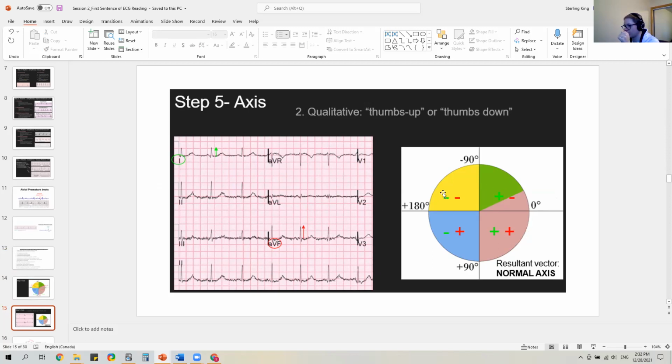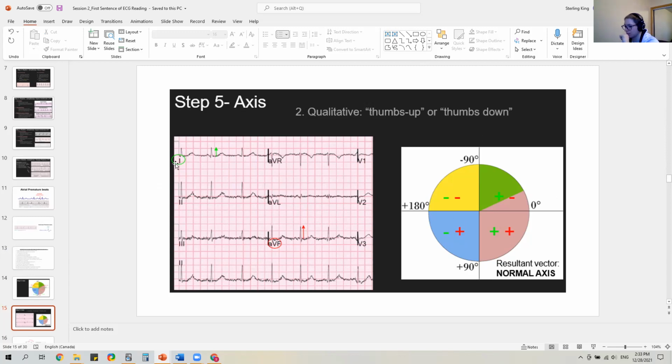If your left thumb is up, but for AVF your right thumb is down, your left thumb is more prominent, so you're saying it's a left axis, so it's in this area. Flip it around, so your left thumb, lead 1, is down, and your right thumb, AVF, is up. Then you're saying that you're in a right axis. So left down, right up.